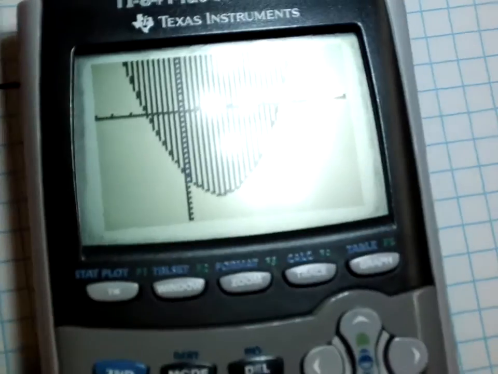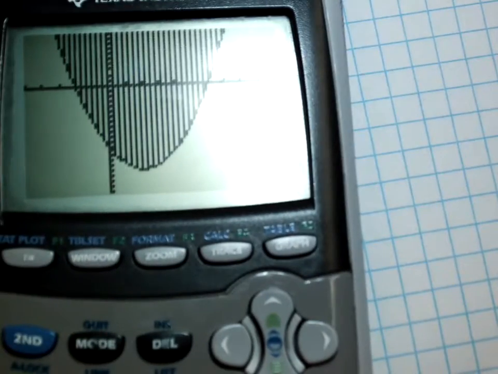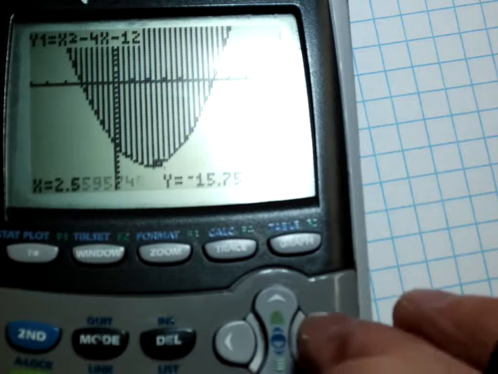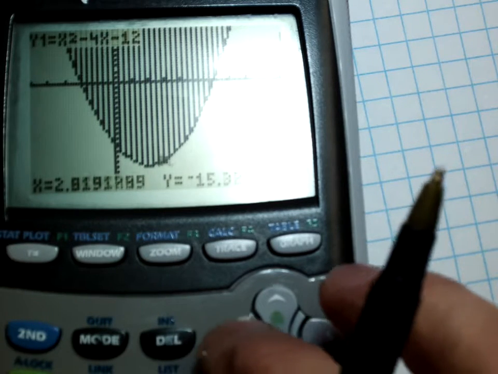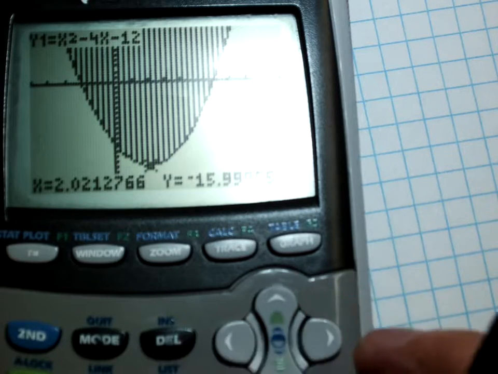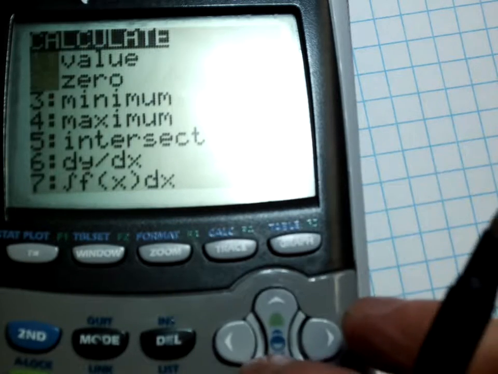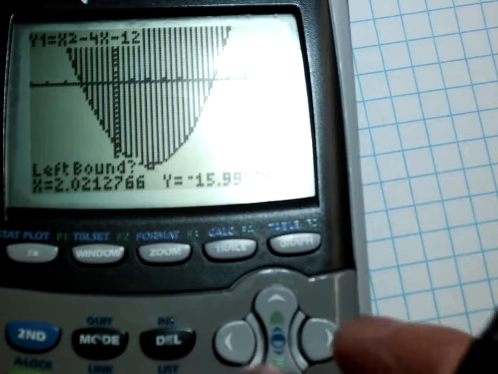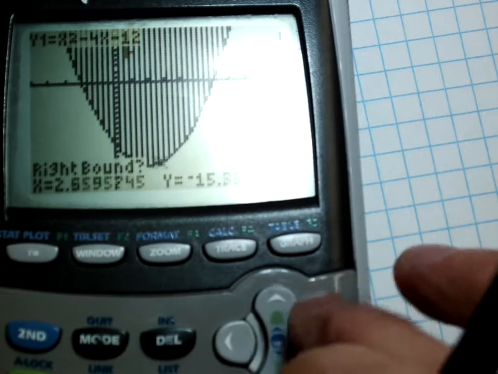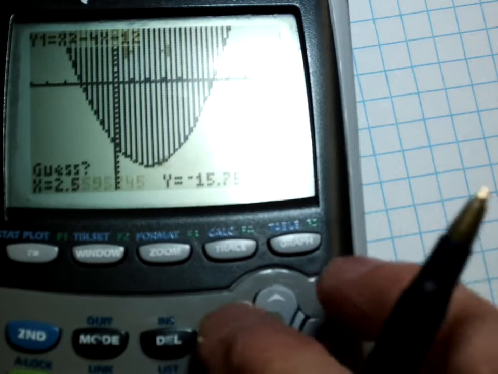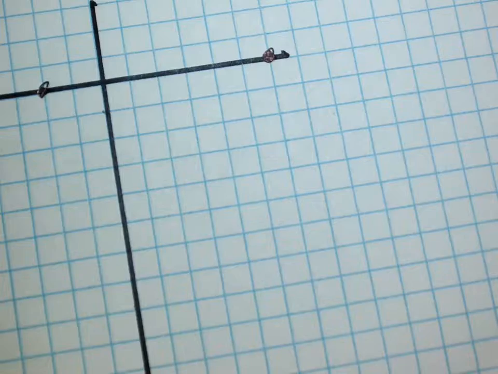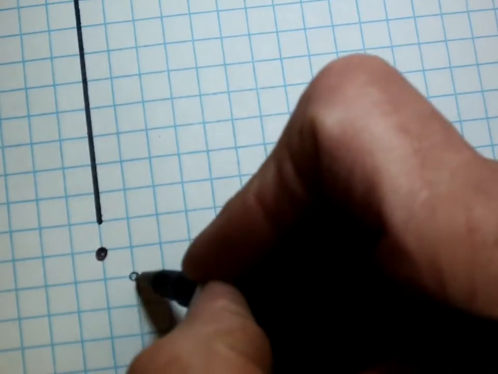And then my vertex. Let's see if I can figure out what my vertex is. One way to get my vertex is to use my trace button. Will it trace under this? Oh, it kind of will. So my vertex is about at 2, negative 16. Or I can calculate my minimum. Remember how we did that? Left bound, right bound. Guess. I think it's right about there. So sure enough, it's at 2, negative 16, which puts me right there.